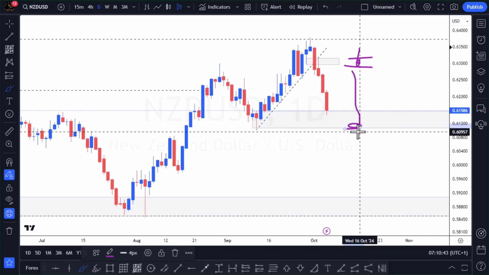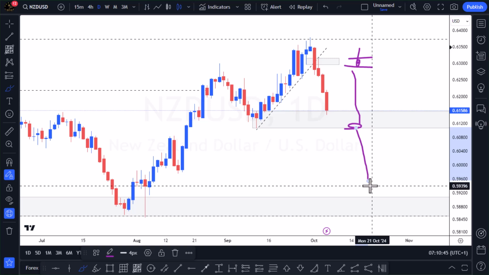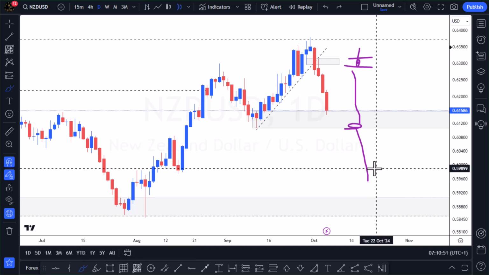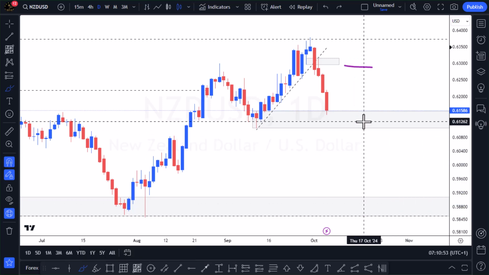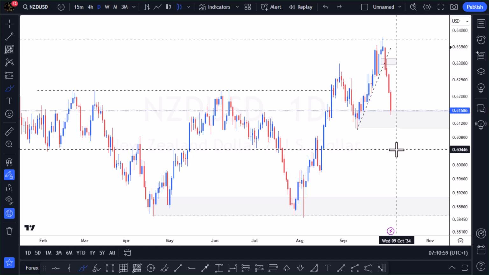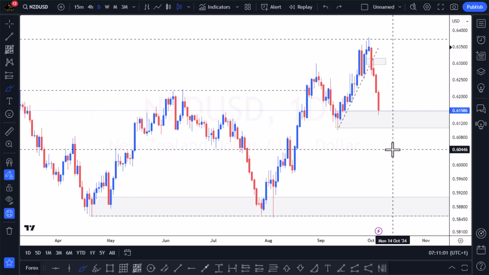0.61200 could re-expose the next demand structure at the price of the 0.58800. So whatever I am going to do on this currency pair next week, I will share with members in my Telegram group. So this is how your chart should look on the New Zealand dollar paired against the USD.